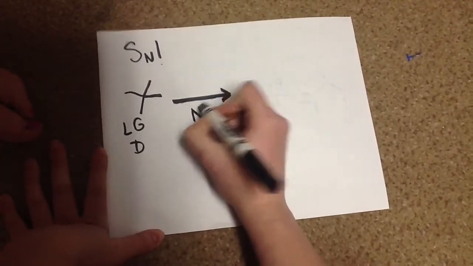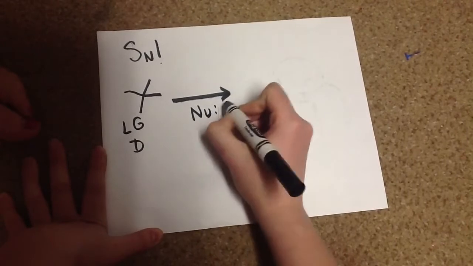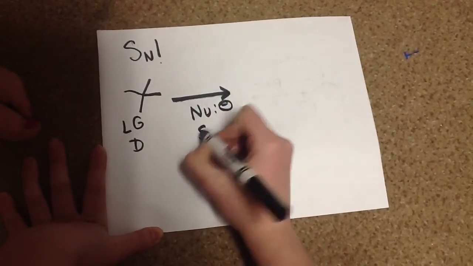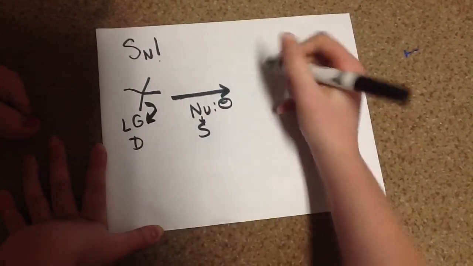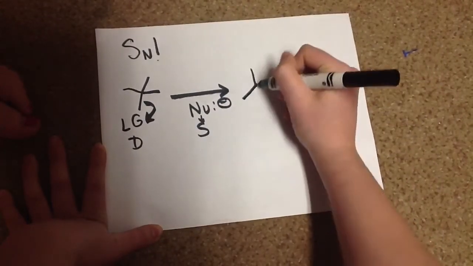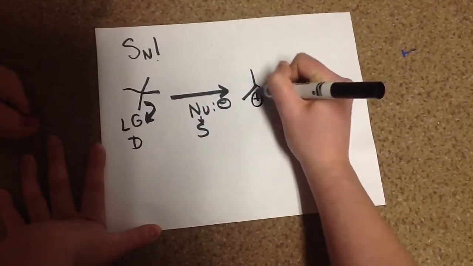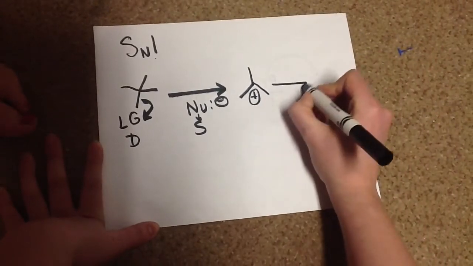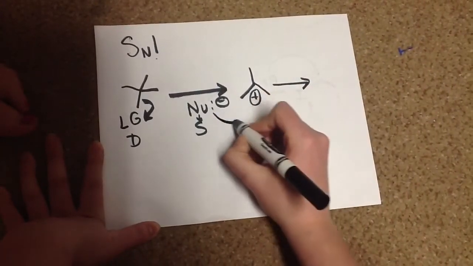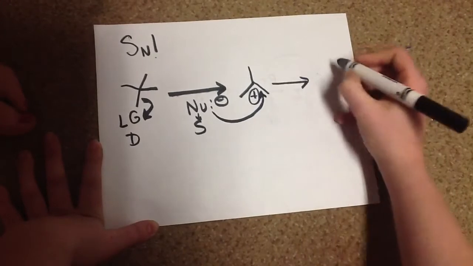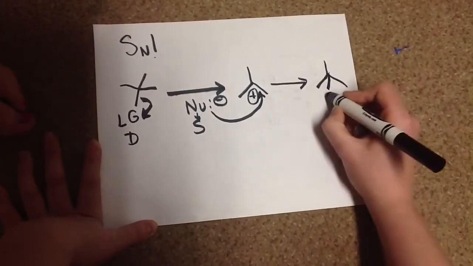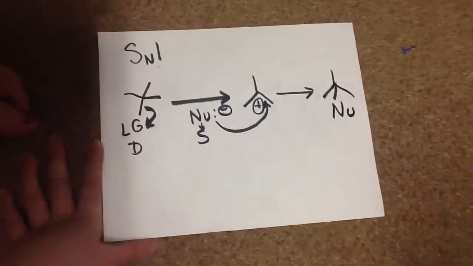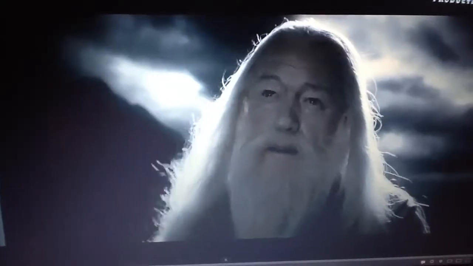Snape was the nucleophile, which caused the leaving group to leave, and a carbocation intermediate to be formed. When the nucleophile attacked, it replaced the carbocation and became part of the molecule. Avada Kedavra.